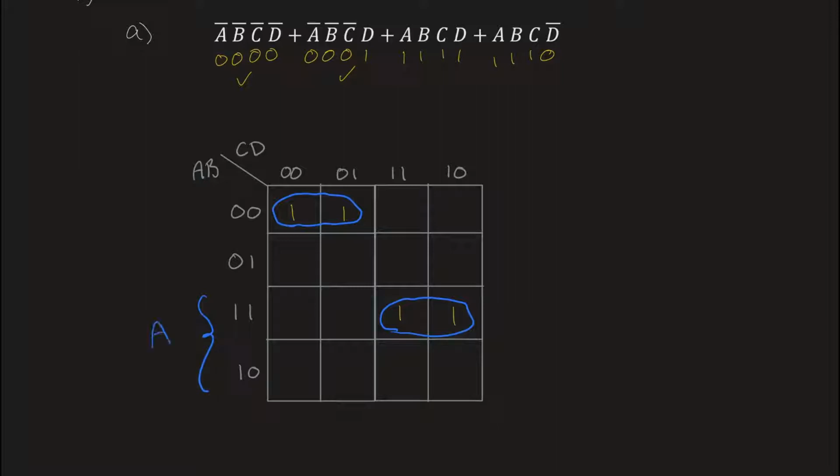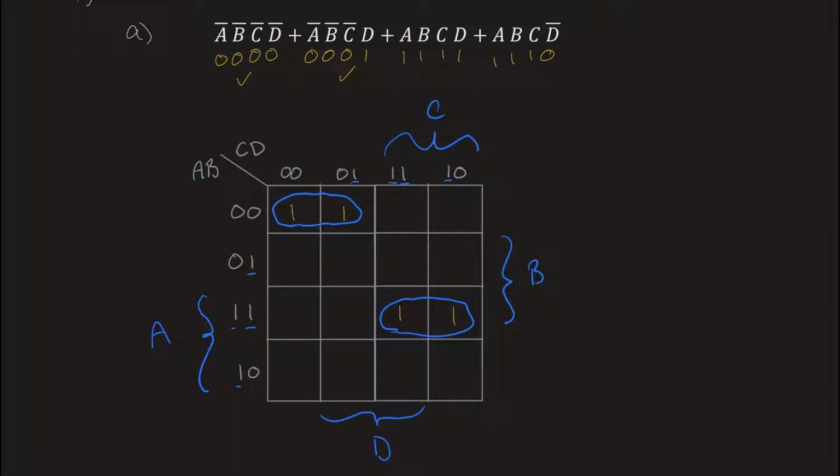So this is the A region, because A is always 1 there. These 2 rows are the B region, because B is always 1 here. These 2 columns are the C region, because C is always 1 here. And the middle 2 columns are the D region, because D is always 1 there.